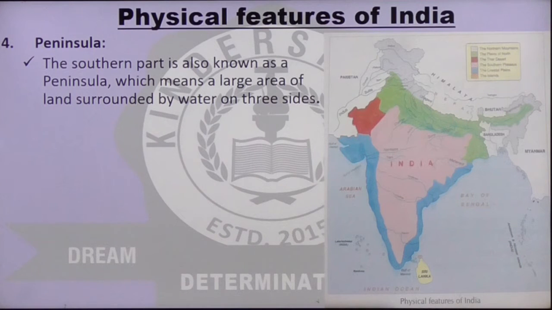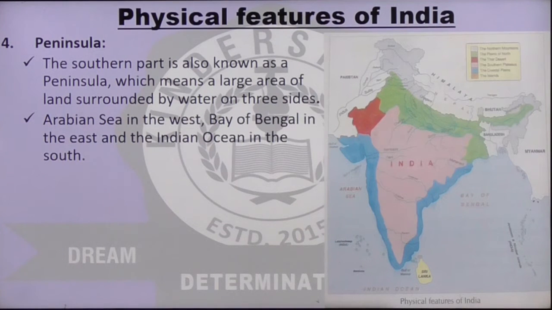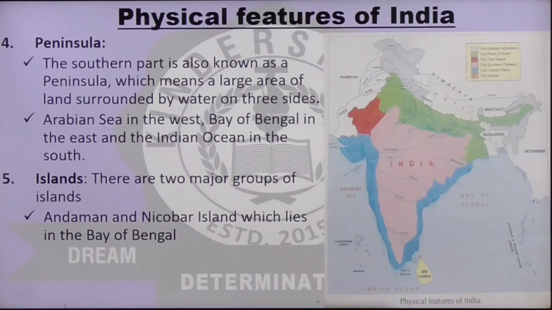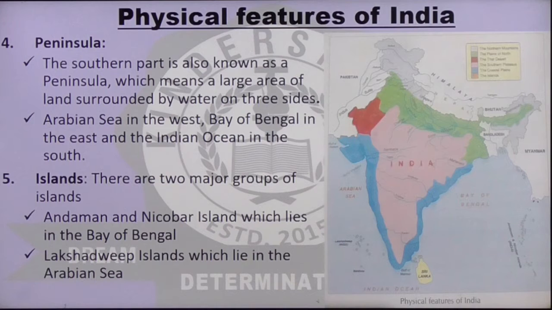Remember, it is a peninsula. Arabian Sea in the west, Bay of Bengal in the east, and the Indian Ocean in the south. Very good. Islands. There are two major groups of islands: Andaman and Nicobar Islands, which lie in the Bay of Bengal, that is towards the east, and Lakshadweep Islands, which lie in the Arabian Sea.